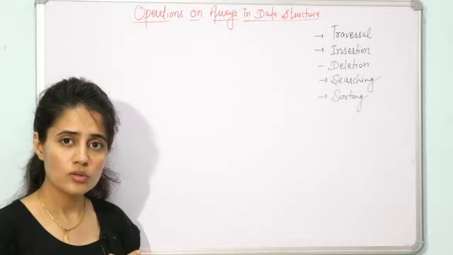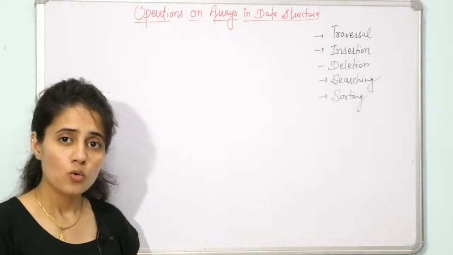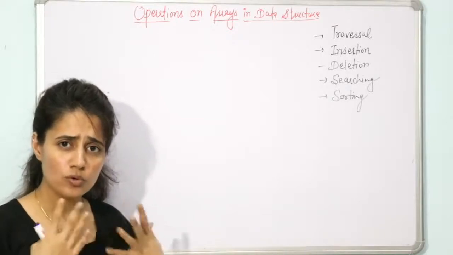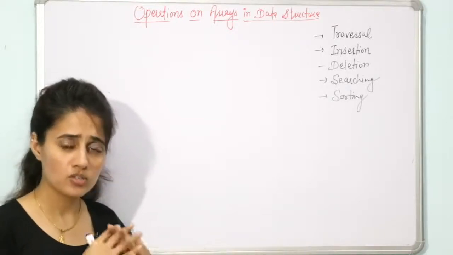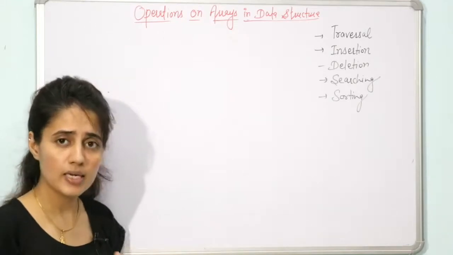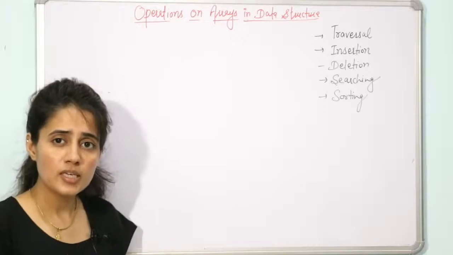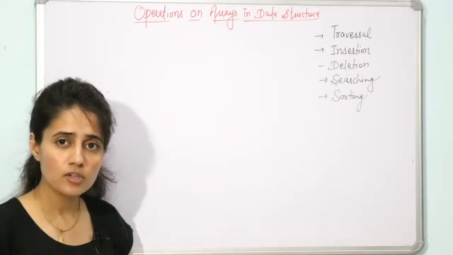We will talk about the operations on array. Although there are many operations that can be performed on array, basically the most important operations we are going to discuss are traversal of array, insertion in array, deletion of any data from the array, searching of any key if the element exists or not in the array, and sorting of array.